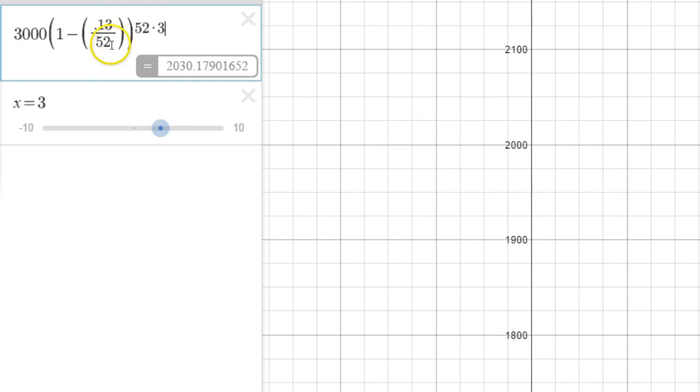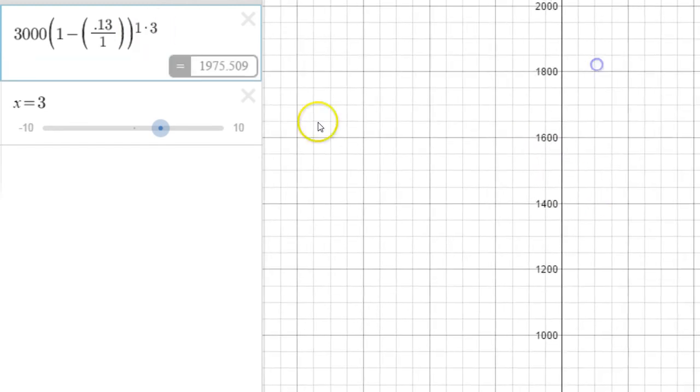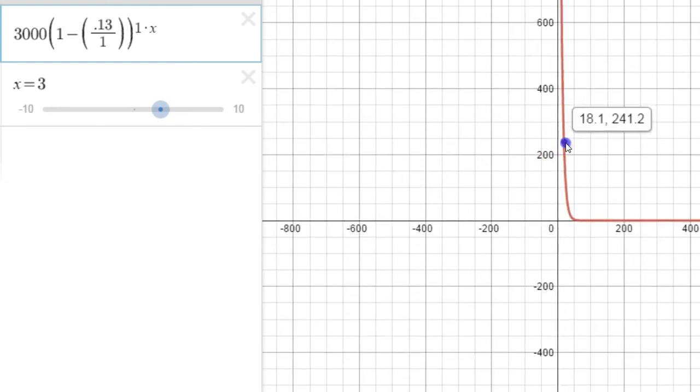Now obviously that's depreciating at quite a big rate. So let's say that over every year, it depreciates by 13%. You would replace, once again, the 3 with the x, and you could find it again. As you can see, it's not as severe. After about 20 years, you're probably going to be selling it for about 185 bucks. That's how you actually plug it in.